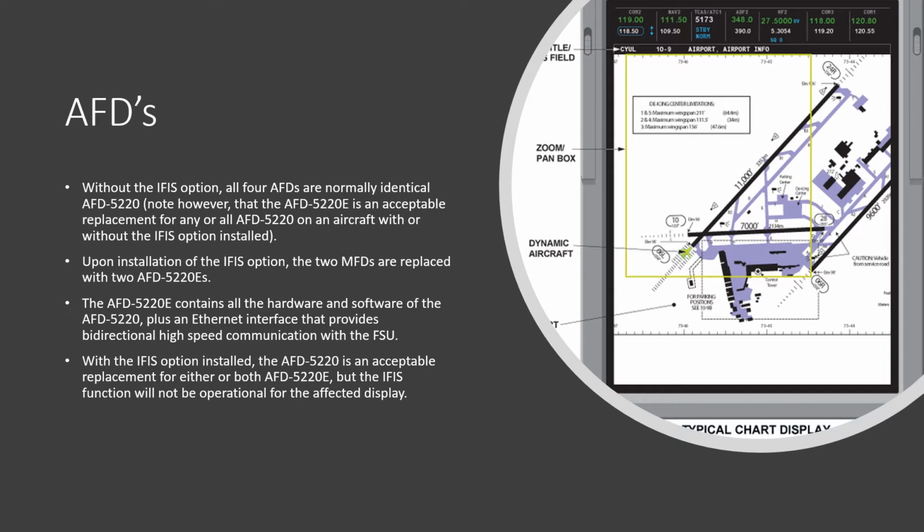With the IFIS option, the 5220 is an acceptable replacement for either or both 5220Es, but if you do that, then the IFIS won't work properly. In fact, it won't be operational at all. So it is possible to install the original ones, but you'll lose that capability.